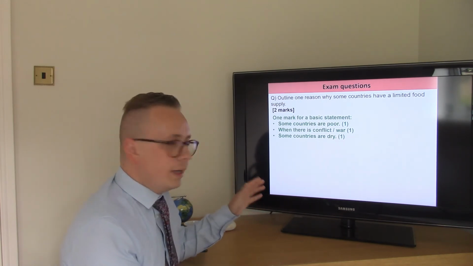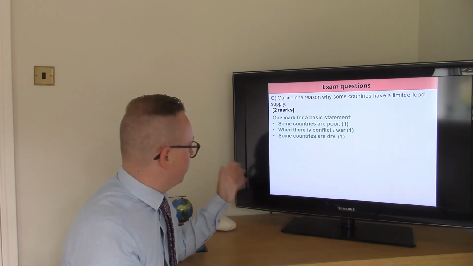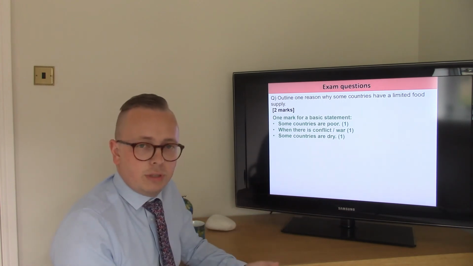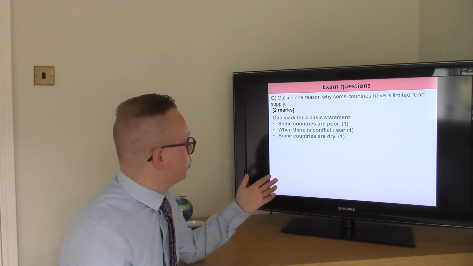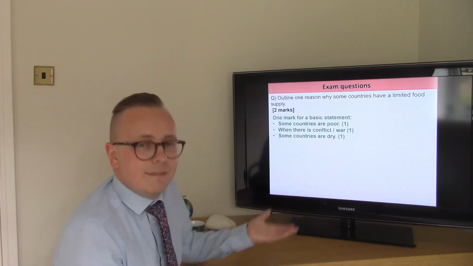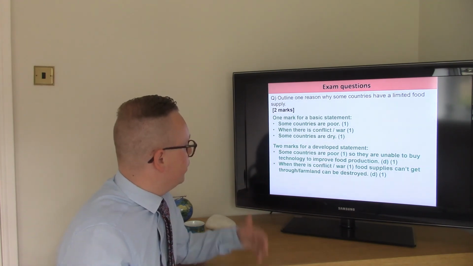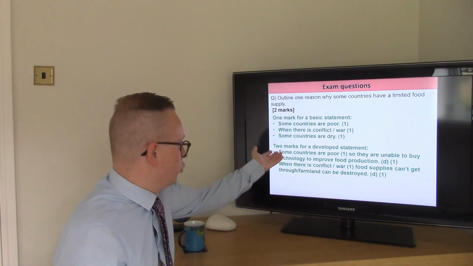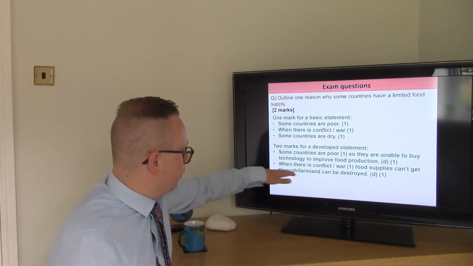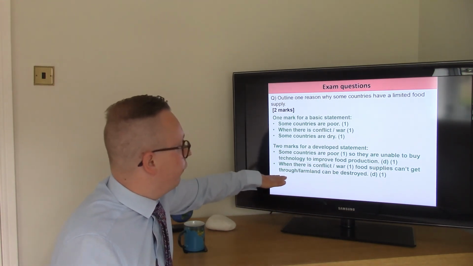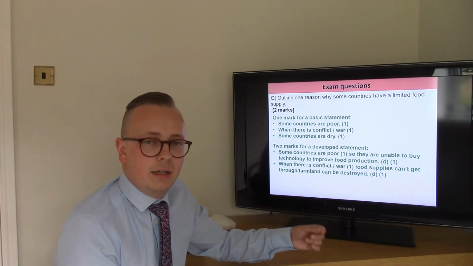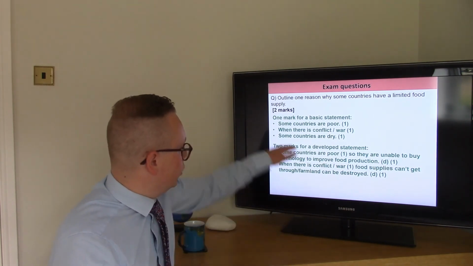You could get a mark for a basic statement, things such as some countries are poor, when there is conflict or war, that some countries are dry. Any of the factors we've looked at today could be listed here as reasons why some countries have a limited food supply. But it's an outline question, it means you want to develop that point to get the 2nd mark, so you should be really developing them. So we could have said some countries are poor, so they're unable to buy technology to improve food production, or when there is conflict or war, food supplies can't get through, or the farmland itself could be destroyed. So make sure you're developing that point to get the 2nd mark, not leaving it just to a very brief answer.